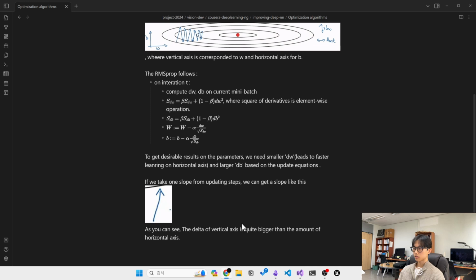So the net effect of this is that your updates in the vertical direction are divided by a much larger number, and so that helps damp out the oscillations, whereas the updates in the horizontal direction are divided by a smaller number. So the net impact of using RMSprop is that your updates will end up looking more like this, right? Your updates in the vertical direction get damped out, but in the horizontal direction, it can keep going.